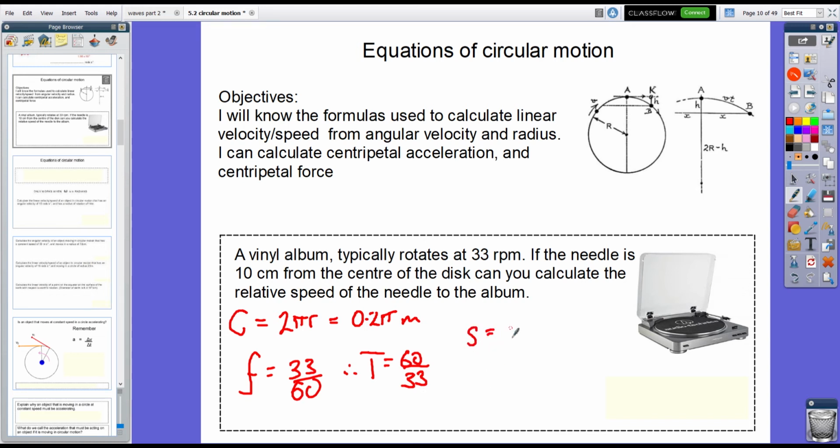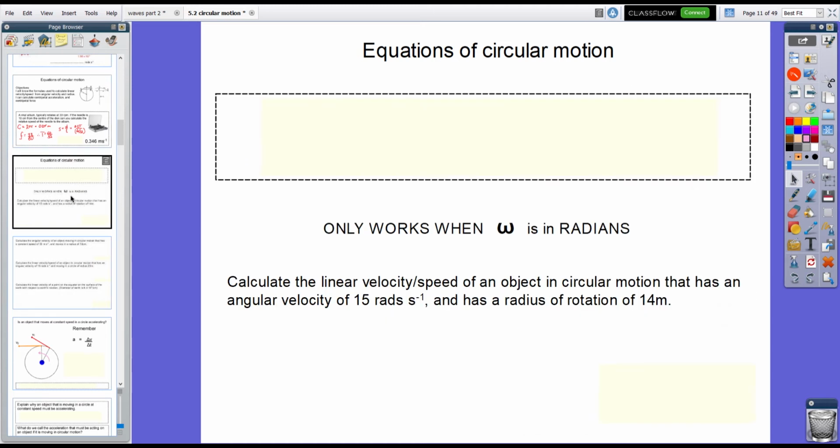Speed equals distance over time. The distance is 0.2 pi, and the time is 60 divided by 33. When I calculate that on my calculator, I get 0.346 meters per second. Now you might have tried it another way, but that's pretty much the answer. I'm going to show you an equation that does that in one step for you.